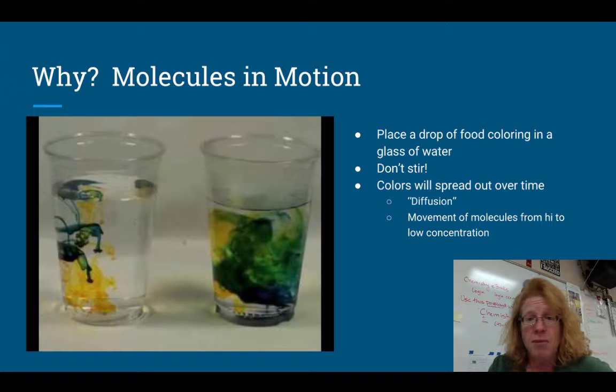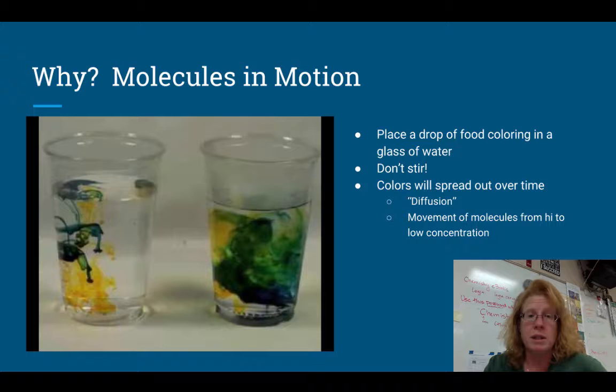If you take a drop of food coloring and drop it in a glass of water, like the blue and green in here, and you don't stir it, don't touch it, don't swirl it around, those colors will spread around over a while. You may remember this term as diffusion, or if you took a biology class, they would call it osmosis if there was a membrane there.